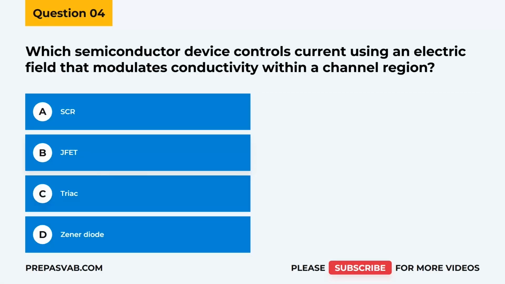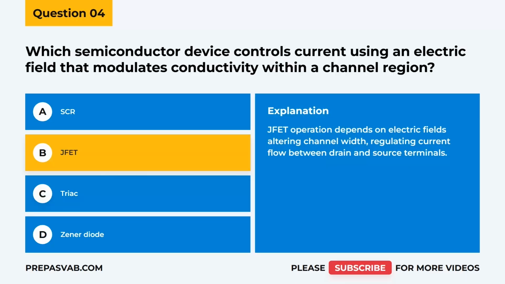Question 4. Which semiconductor device controls current using an electric field that modulates conductivity within a channel region? A. SCR. B. JFET. C. Triac. D. Zener diode. The correct answer is B. JFET. JFET operation depends on electric fields altering channel width, regulating current flow between drain and source terminals.